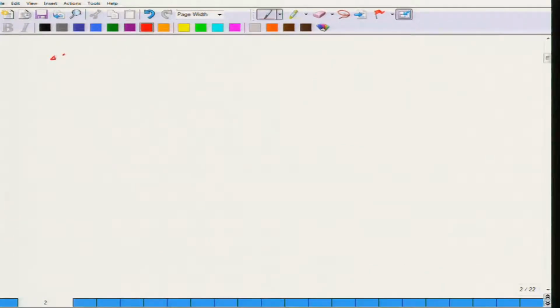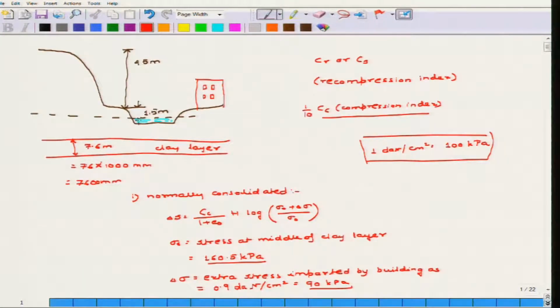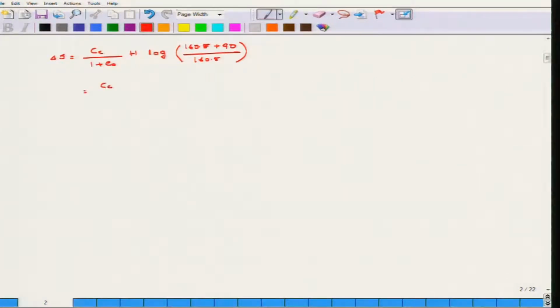So, from the formula, delta S is equal to Cc by 1 plus e naught into H into log of (160.5 plus 90) by 160.5. Now, H is the height of the clay layer, which we have already said to be 7.6 meter. If you want it in millimeter, that means 7600 millimeter, or maybe we will convert it into centimeters, so 760 centimeter, into log of (160.5 plus 90) by 160.5.